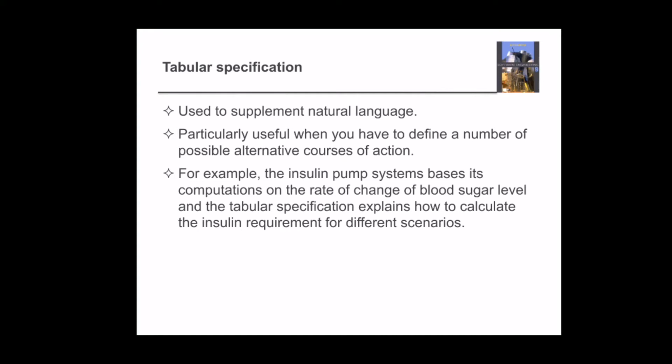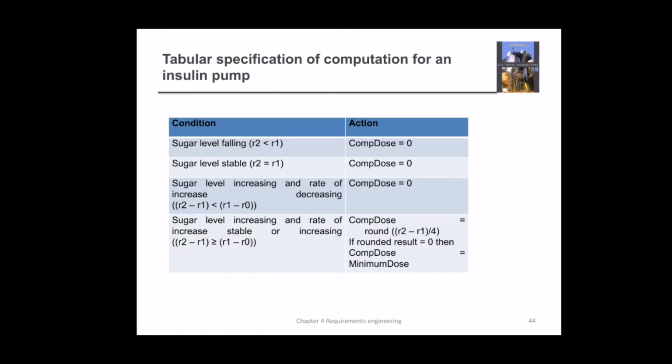For example, the insulin pump system bases its computations on the rate of change of blood sugar level, right? Everything is dependent on this rate of change of blood sugar level. If the sugar level is increasing, there is a different step to be taken into consideration. If it is stable, then we are dealing with something else, right? And the tabular specification explains how to calculate the insulin requirement for different scenarios. This is a tabular specification of computation for an insulin pump.